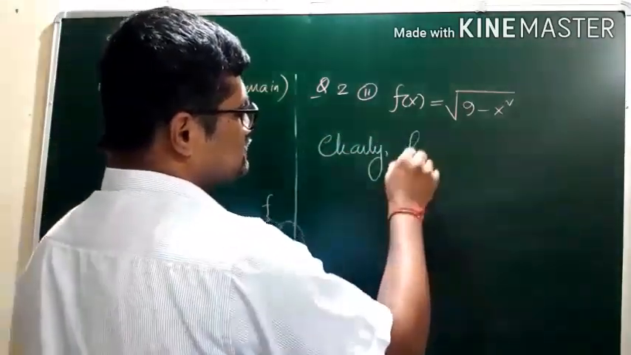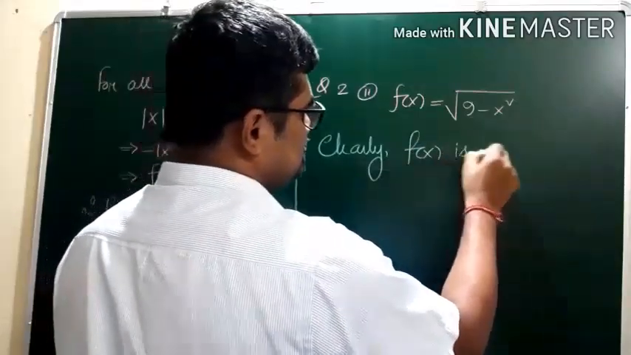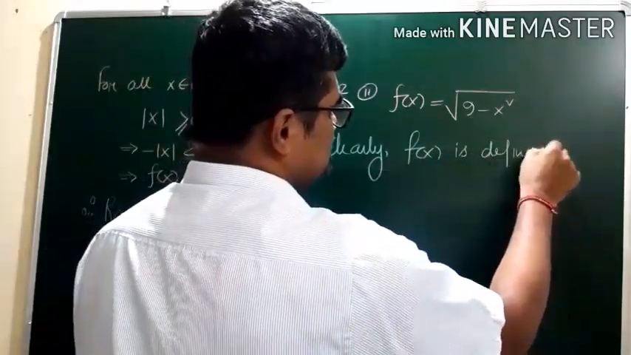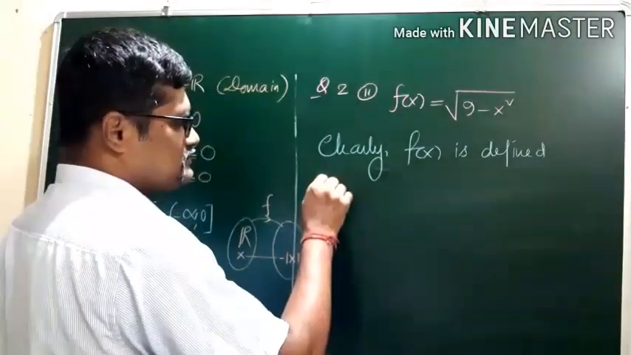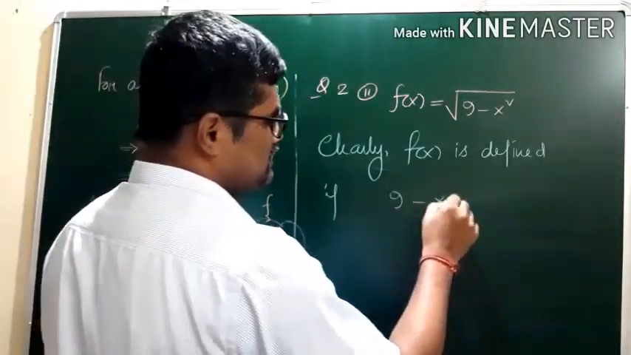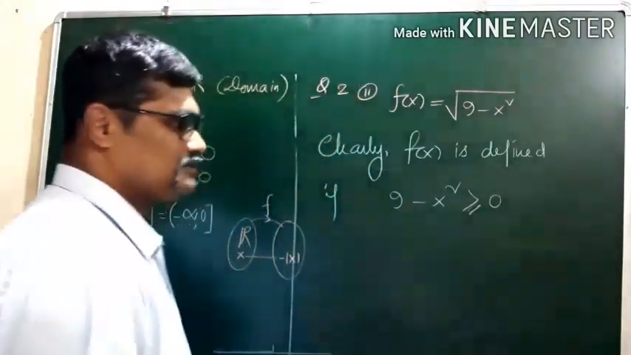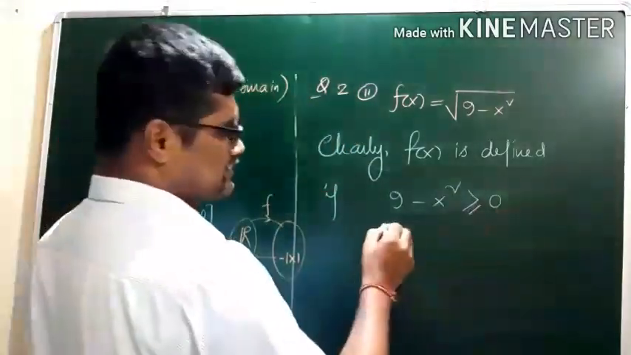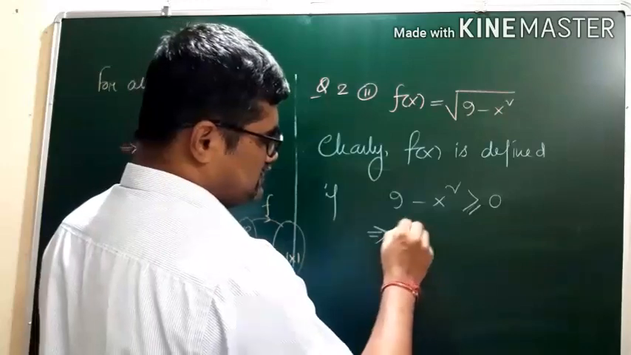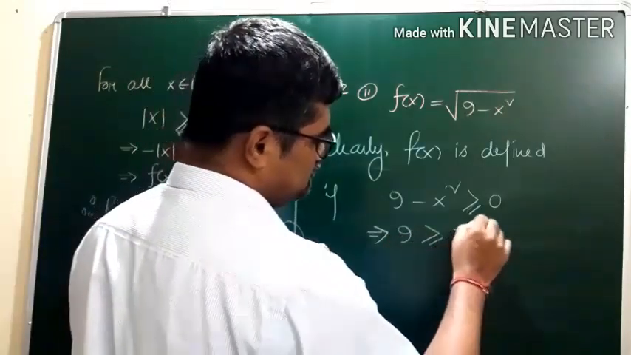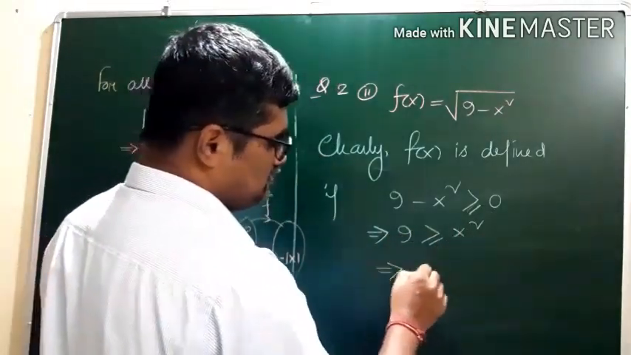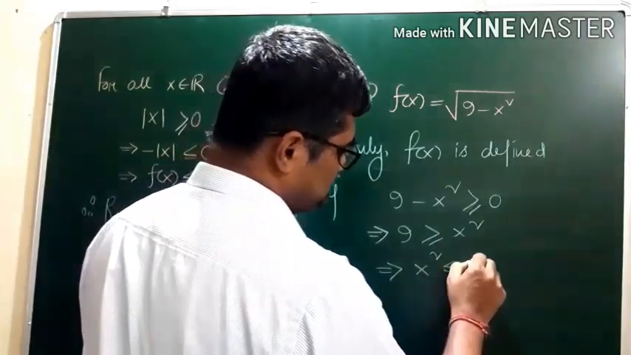So we'll be writing here what? Clearly, f(x) is defined if 9 minus x square is positive or greater than or equal to 0, right? So this will tell you what, like this, we'll be writing it like this.